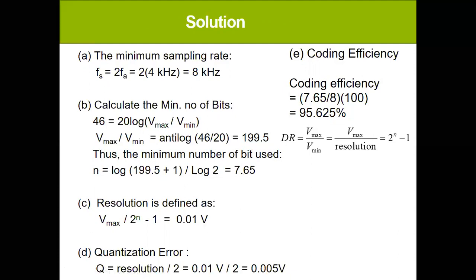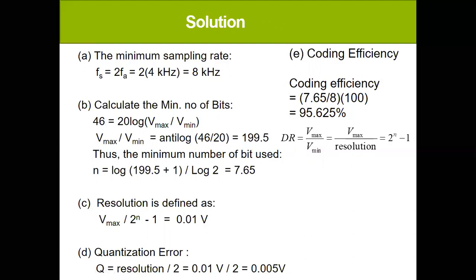Okay, 7.65, this is a fraction, right? Number of bits cannot be a fraction. We cannot take 7 because it will be too low. So the approximate value, or the nearest integer value, is 8. So n will be 8.